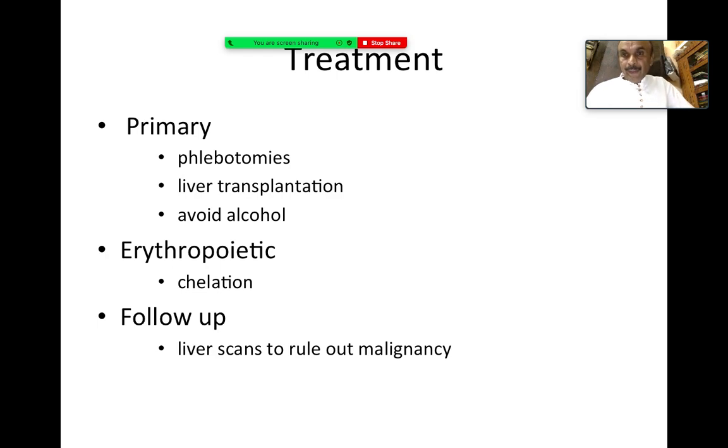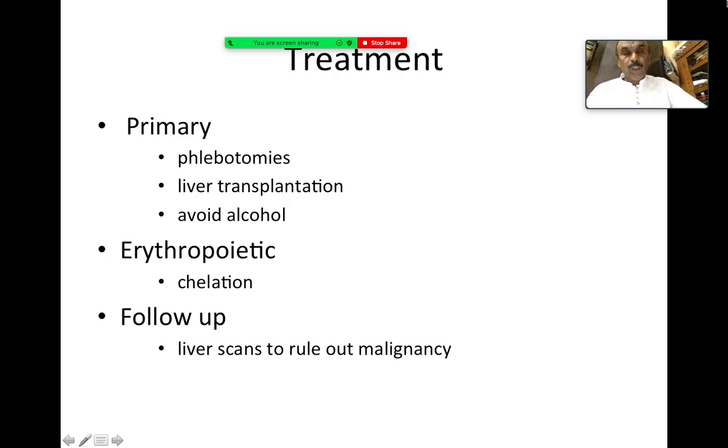Okay, then if the patient is suffering from cirrhosis of the liver and there is evidence of hepatocellular failure, liver transplantation is the option. But success of liver transplantation is rather poor when compared to normal individuals. But advise avoid alcohol in order to reduce the toxic effect of iron on the liver parenchyma.